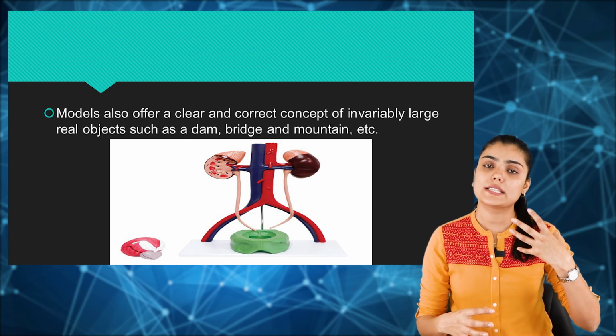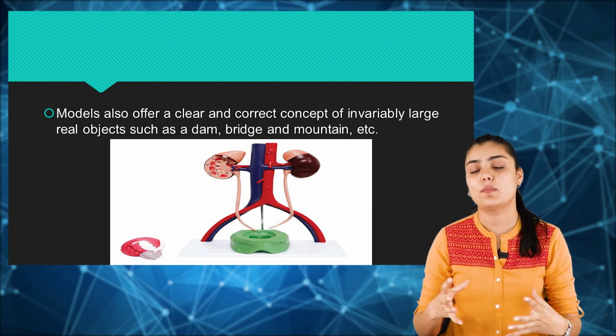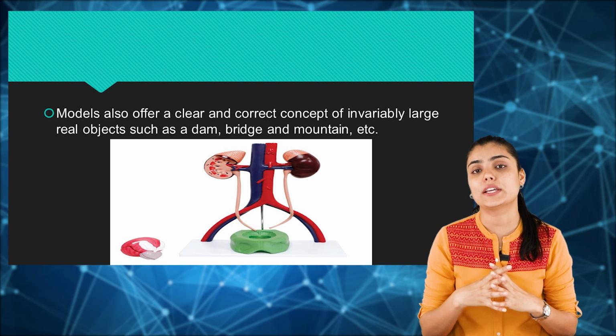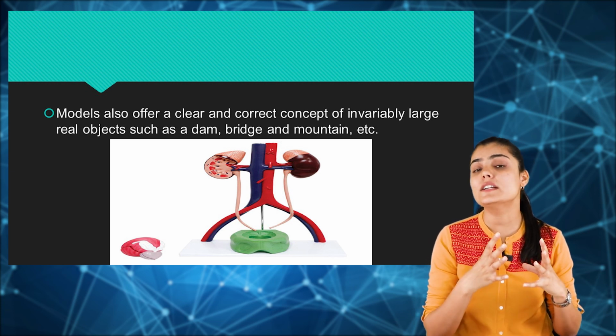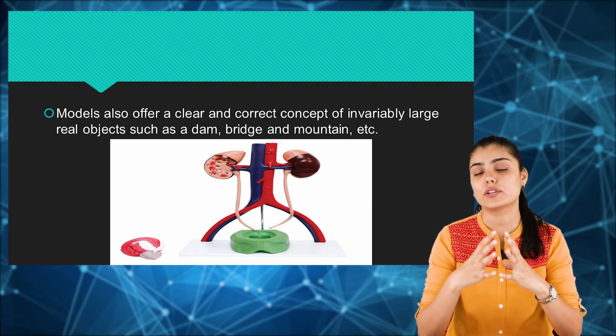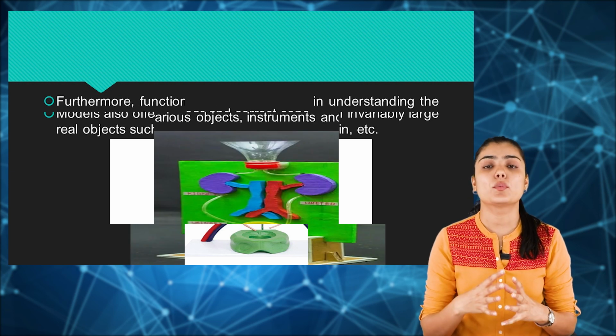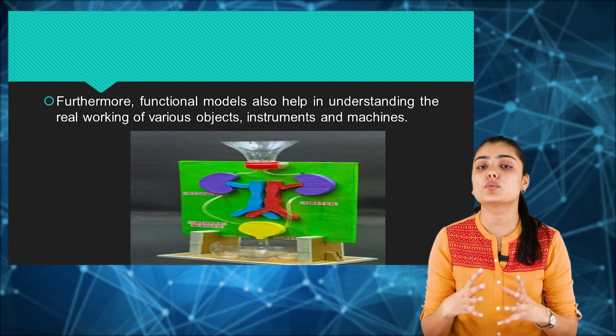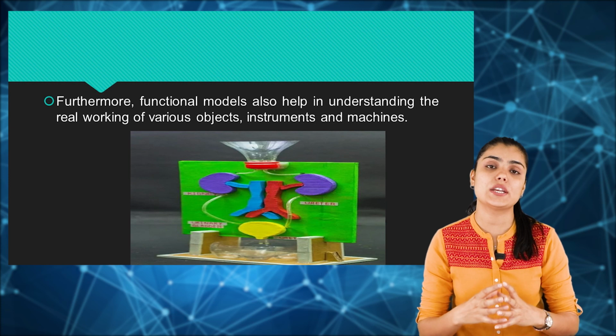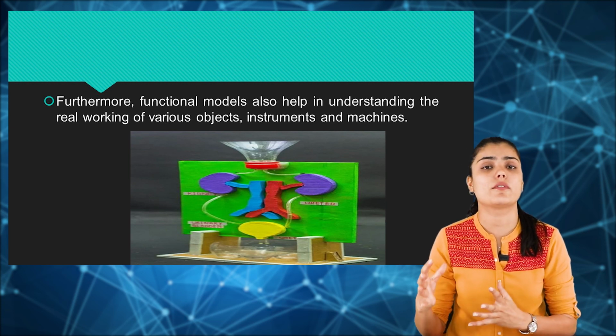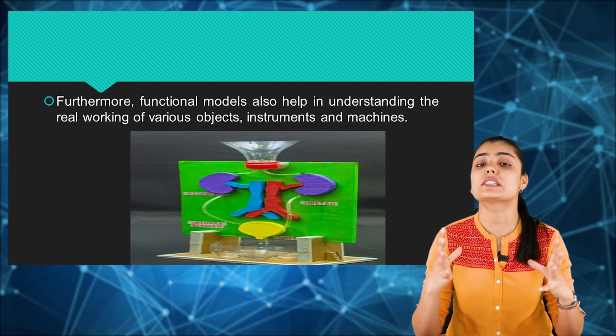We all know models can be a working model or a still model. When functional models are used, it helps to clarify the real working or real operation of a particular concept. So with the use of functional models, the students will get to know the real operation of a particular instrument, a particular machine or a particular system.